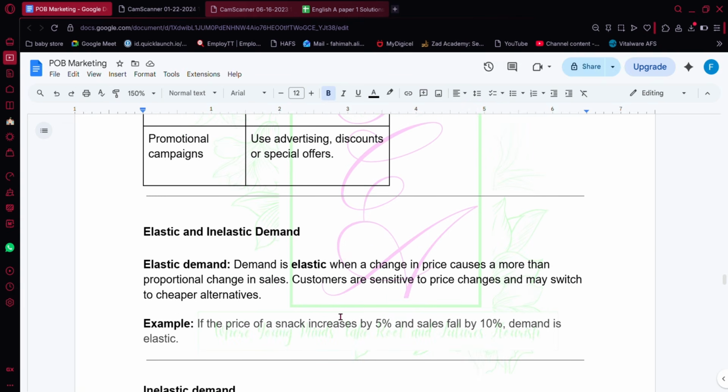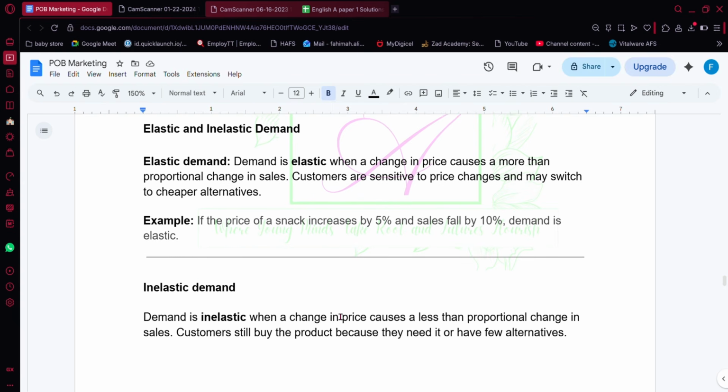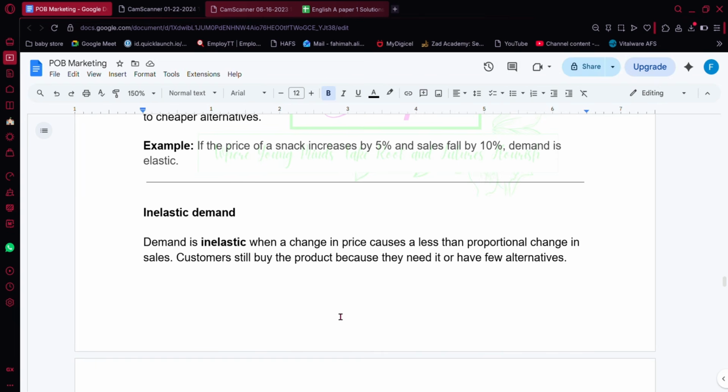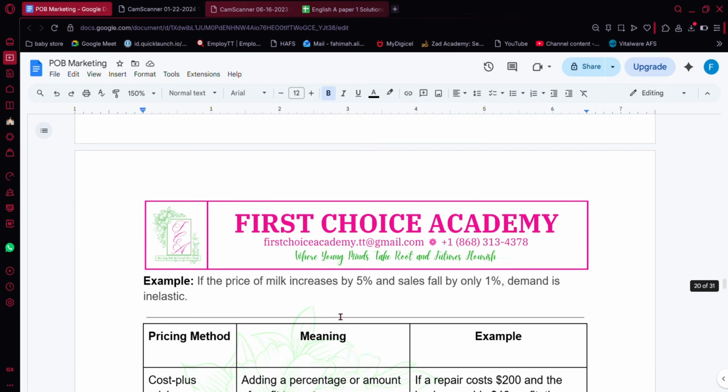Then we also have elastic and inelastic demand. So elastic demand is when a change in price causes more than a proportional change in sales. Customers are sensitive to the price changes and may switch to cheaper alternatives. So if the price of a snack increases, the sales might fall as the demand is elastic. Inelastic demand is when a change in price causes a less than proportional change in sales. Customers still buy the product because they need it or have few alternatives.